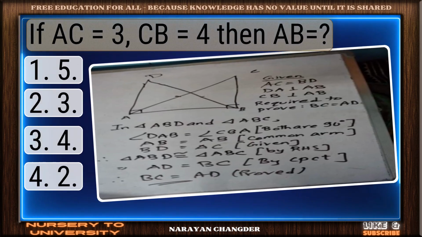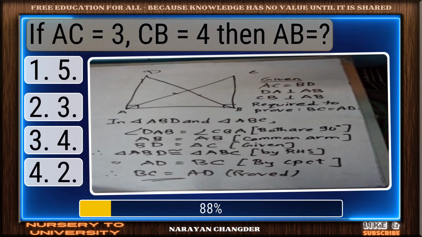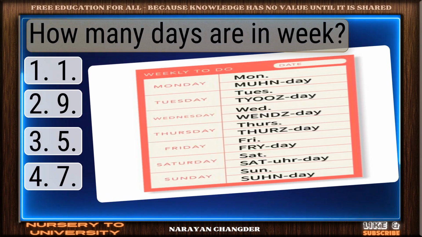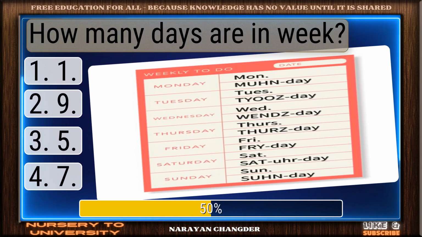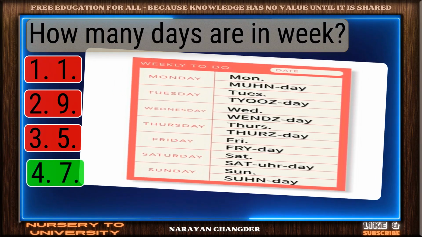If AC equal to 3, CB equal to 4, then AB equal to. Right again. 5 is a valid answer. How many days are in a week? Great job. 7 is the accurate answer.